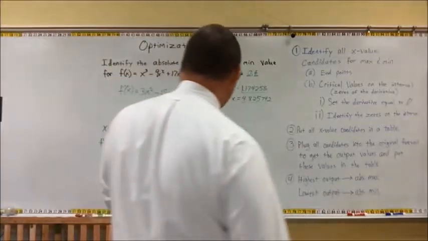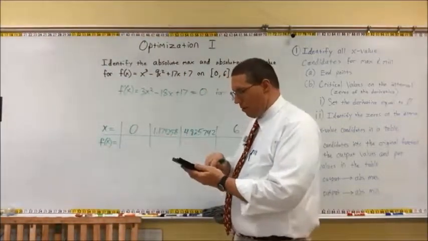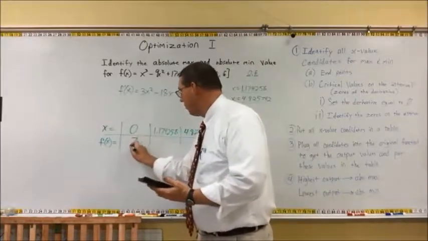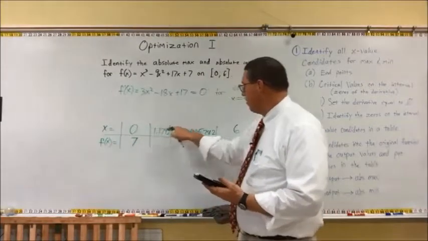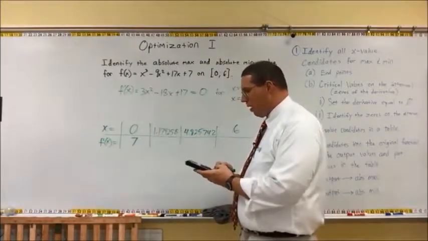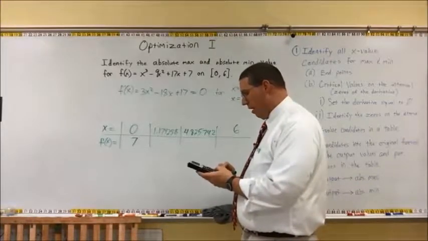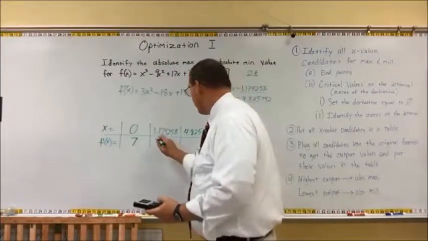So now I'm going to hit trace and I'm going to enter 0. When I enter 0, the output y is equal to 7. So f of 0 equals 7. Now I want to know what f of this number is. So I'm going to enter trace 1.174258, and I get 16.1716.